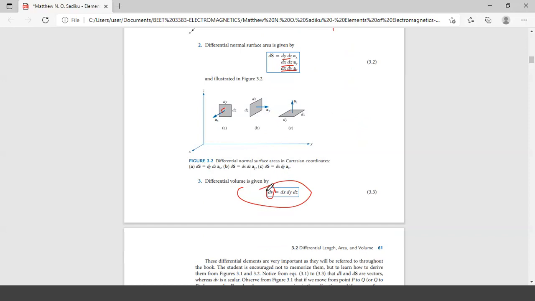The differential volume is given by, so we have three sides x, y and z. In differential terms they are dx, dy and dz. So the volume is equal to dx times dy times dz.